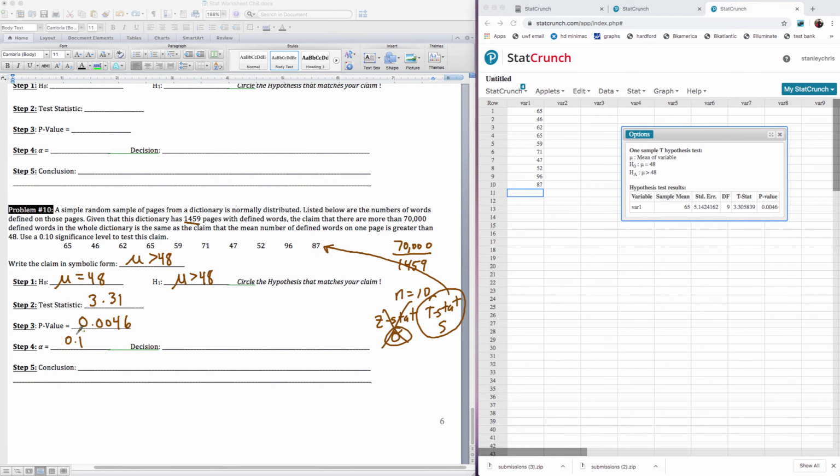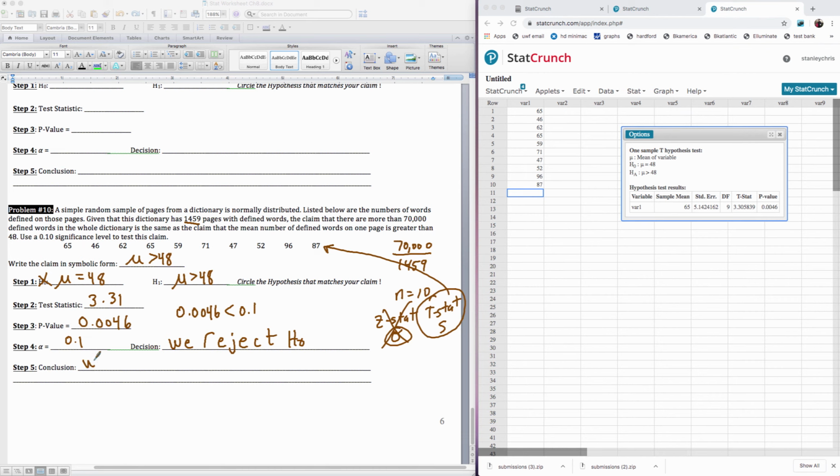Okay, so their alpha is that. So you always want to compare your p-value to your alpha. And in this case, it's less than. So if the p is low, the null must go. So basically what we're saying is if there were 48 defined words on every page, and we pick 10, the chances of getting the average of these 10 would be very, very out of the ordinary. So we're going to go ahead and reject the H null. So we're rejecting this.